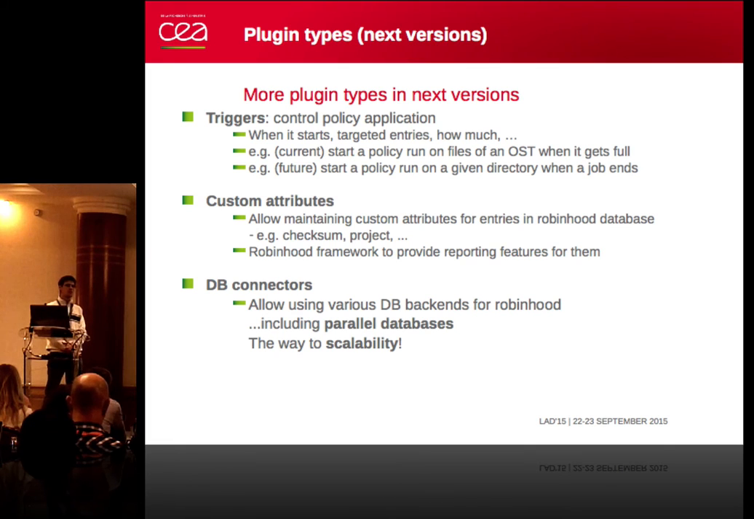Moreover, PostgreSQL has interesting features for distributing the load on several servers, like BDR or PGChart, which would enable Robinhood for horizontal scalability if the database is the limitation. So the idea is to have such connectors that you can install with Robinhood for different backends. There are other databases that could be supported like this. We are looking at MongoDB also, for example.